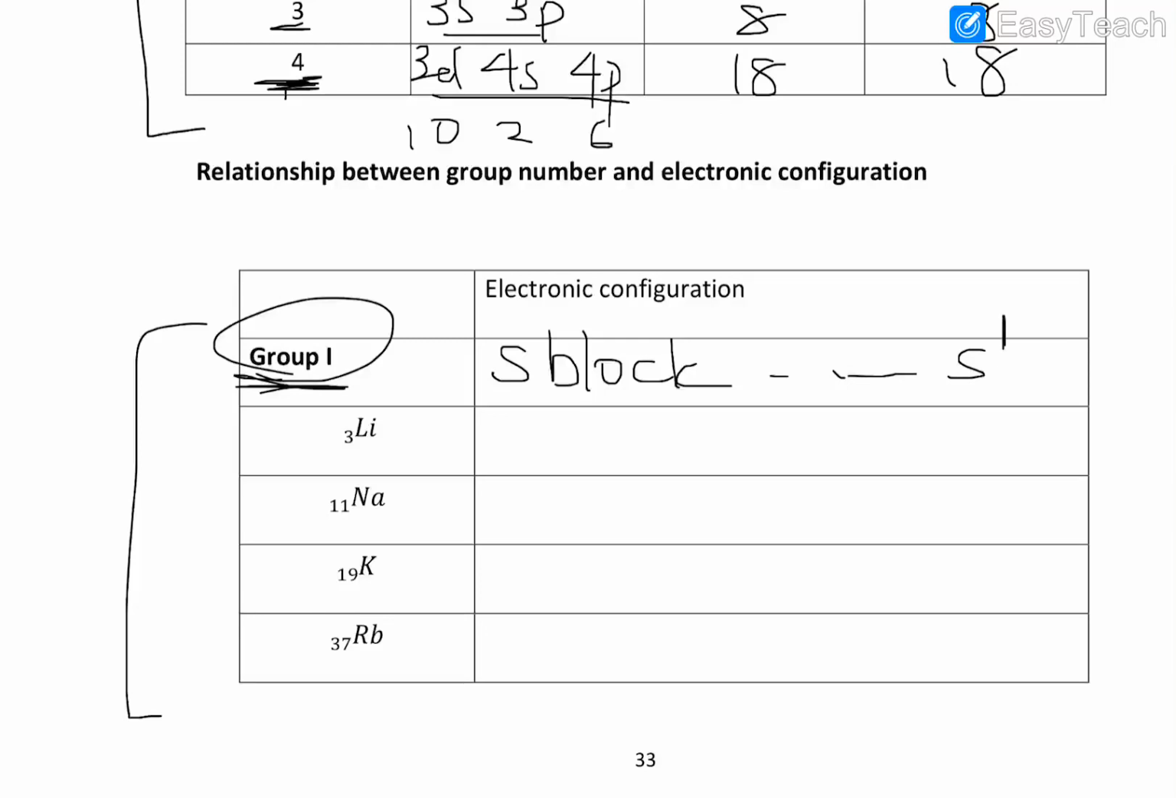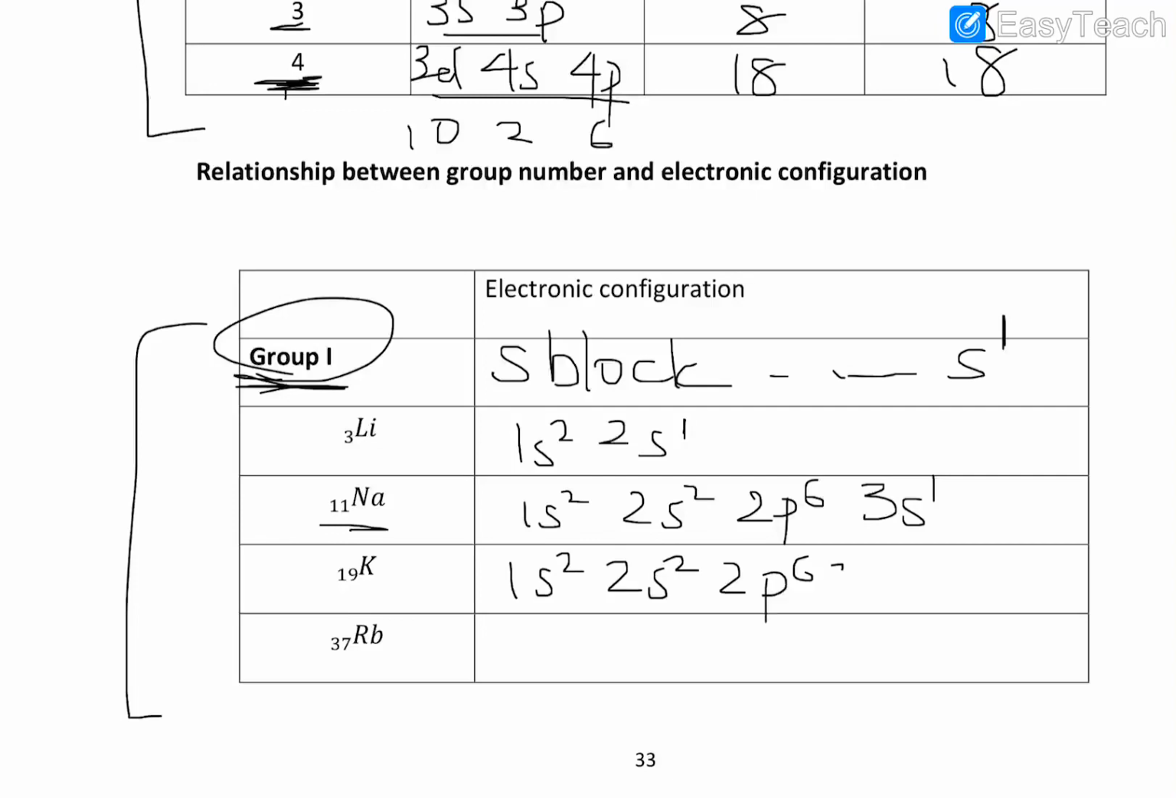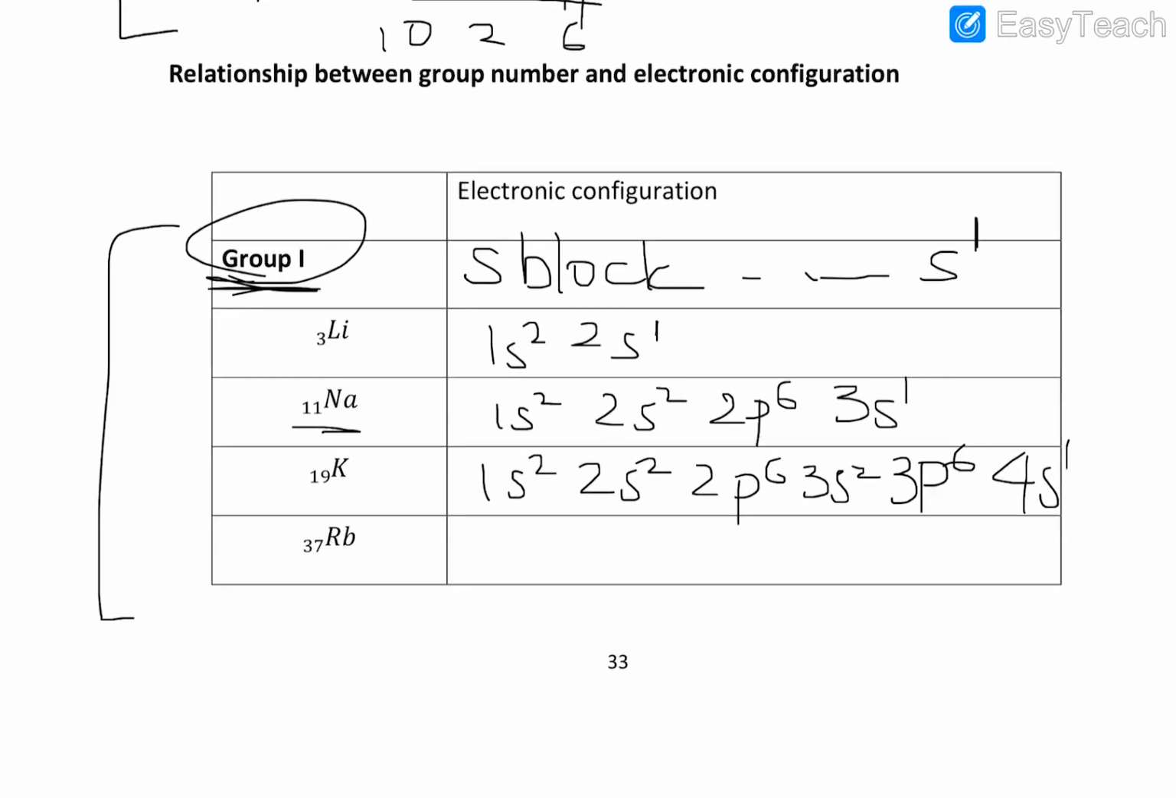Let's see lithium. Lithium is 1s2, 2s1. Sodium, 1s2, 2s2, 2p6, 3s1. Potassium, 1s2, 2s2, 2p6, 3s2, 3p6, 4s1. Okay, rubidium, I'm not going to write everything for rubidium. There is no need for you to write everything. For rubidium, I'm going to shorten it and write krypton, 5s1.